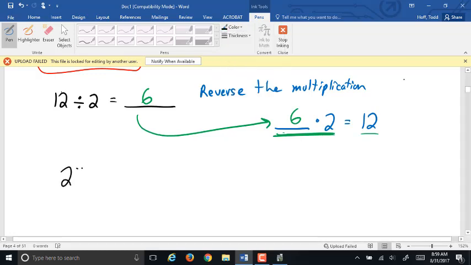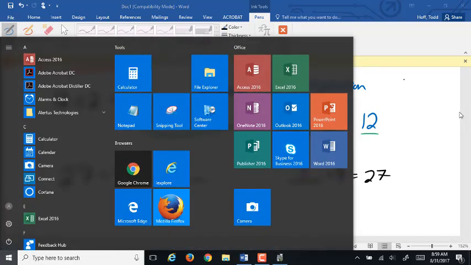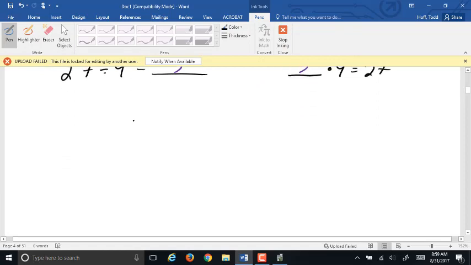If I had 27 divided by 9, again, that is asking me what times 9 equals 27. What would go in there? That 3 times 9 is 27. Therefore, 27 divided by 9 is 3. Now, that seems like a little bit of a tedious definition for positive numbers, but if we throw in some negatives, it makes sense.